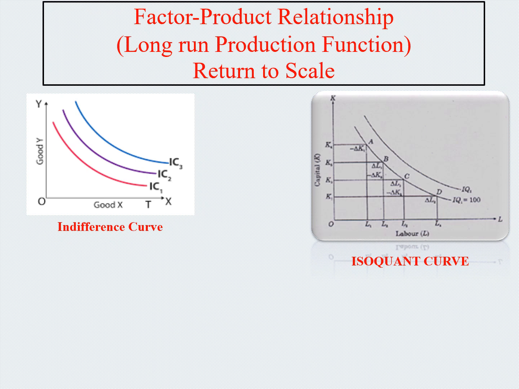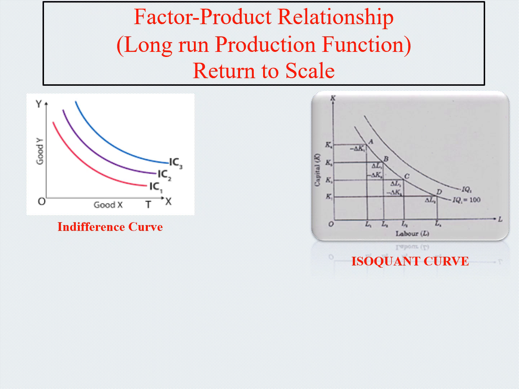Then the question arises, how is the isoquant curve different from the indifference curve? The indifference curve is connected to the satisfaction of the consumer, whereas the isoquant curve is connected to the overall outcome, output or production of the organization.